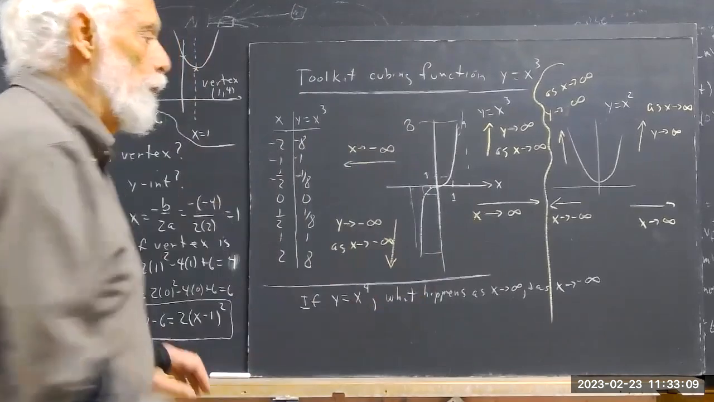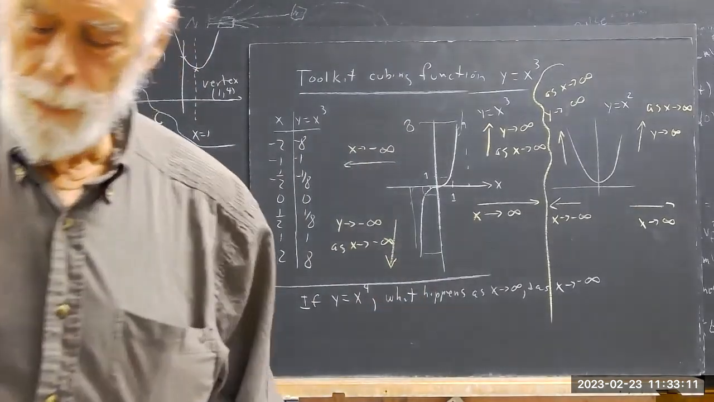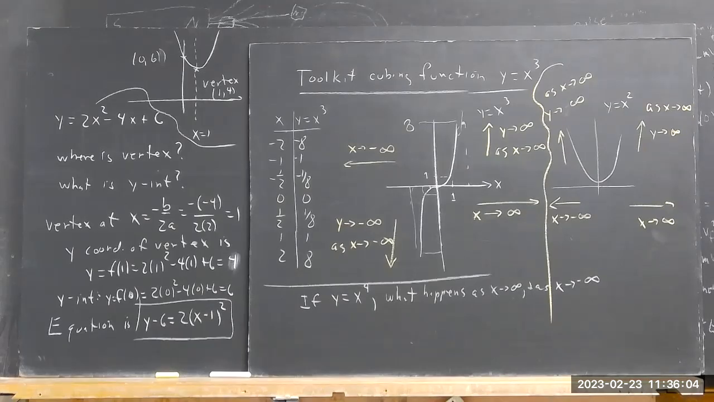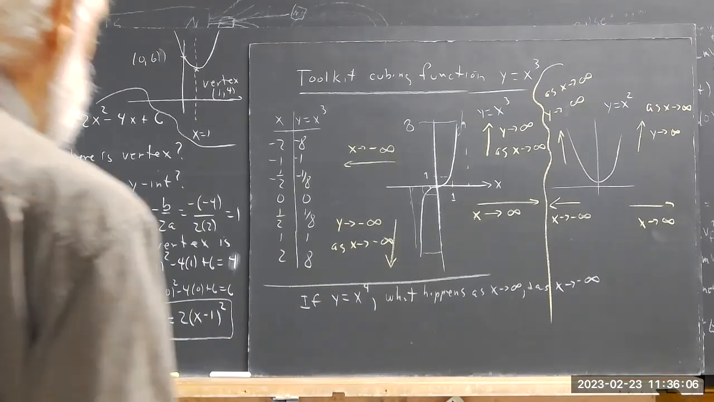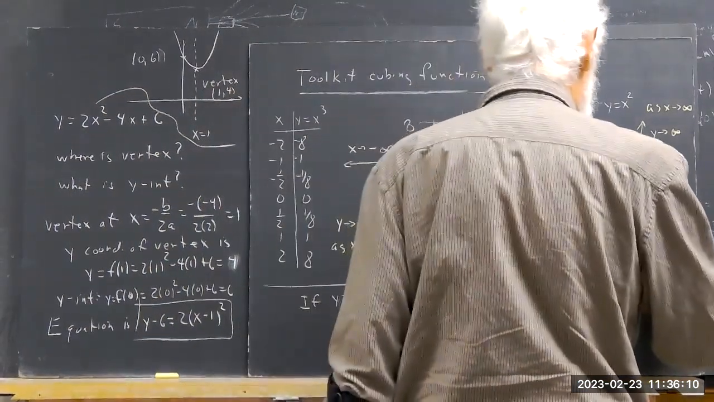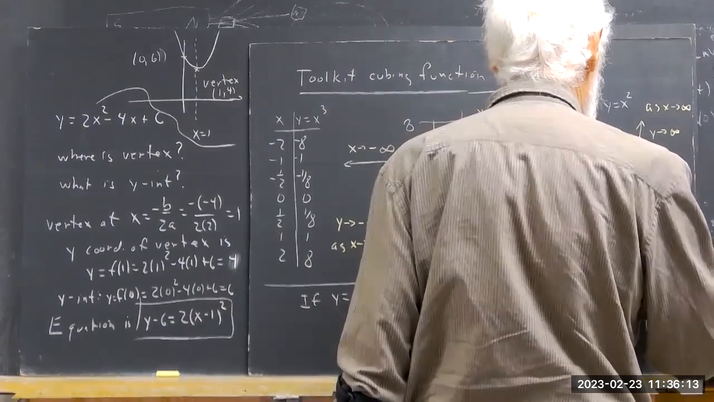Y equals x to the fourth. What do you think happens as x goes to infinity? And what happens as x goes to negative infinity? Okay, well, to answer this question, it's not necessary if you think about what's really going on, but it doesn't hurt.